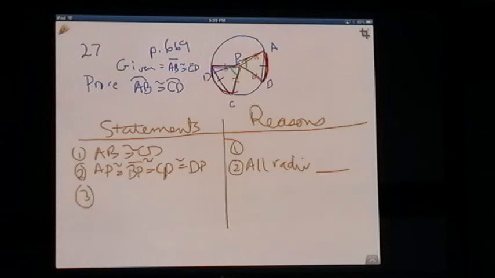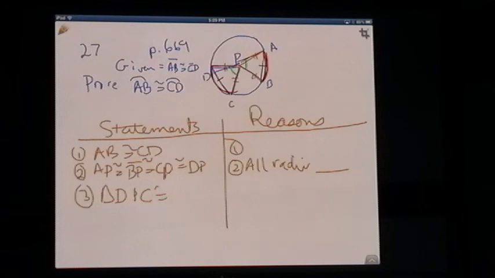Okay, so now we can prove that triangle DPC is congruent to what triangle? By what congruence postulate or theorem? Remember, you've got side-side-side, side-angle-side, angle-side-angle, angle-angle-side, and hypotenuse-leg. Okay, one of those, and that can't be hypotenuse-leg because we don't have any right triangles, so we don't have any hypotenuse.